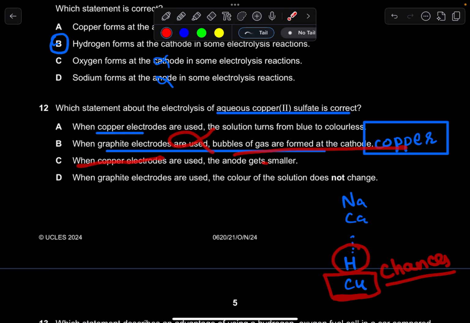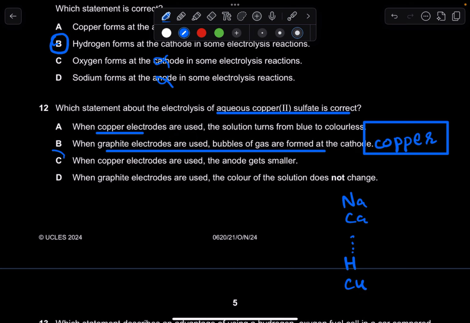When copper electrodes are used, the anode gets smaller. Yeah, the anode has to get smaller. Why? Because basically the copper from the anode is mixing in the solution.